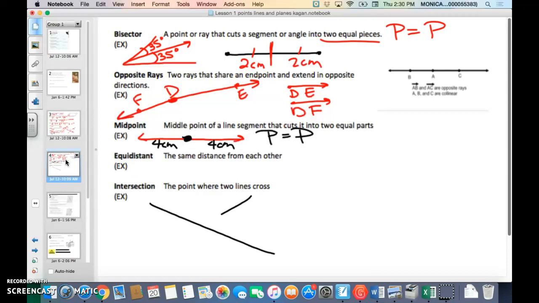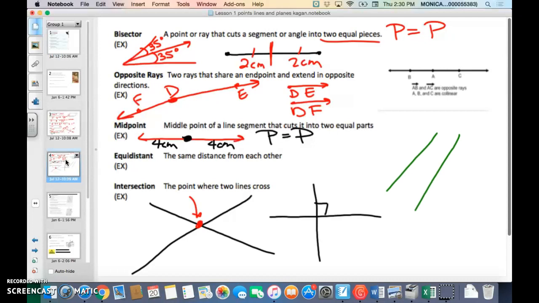And an intersection is where 2 lines cross. So this right here would be an intersection. And you can have lines that cross like this, or you can have lines that cross perpendicular. It doesn't matter. Either way, you're going to end up with an intersection. The only type of lines that do not have an intersection are these lines right here. We call these parallel. So parallel lines are the only ones without an intersection.